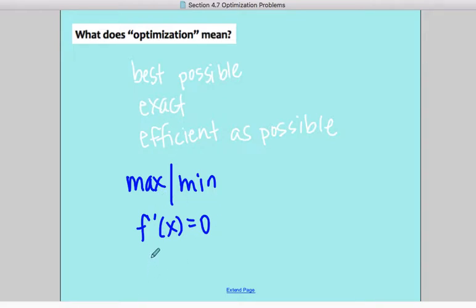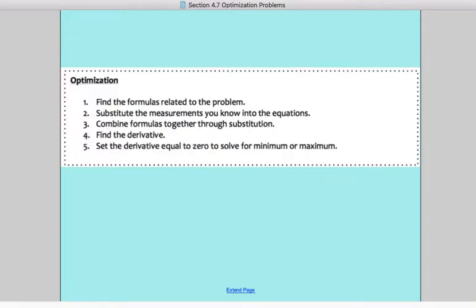So today we're going to be dealing with word problems, and then we're going to be finding the max or min values. So here's the steps for optimizing. The first thing you want to do is find the formulas related to the problem. Usually there's two. There are some cases where there's only one. If there's two variables, you're going to want to have two equations. Then you're going to substitute the measurements you know into the equations. Combine formulas together through substitution, find the derivative, and then you're going to set your derivative equal to 0, and then solve for the max or the min.